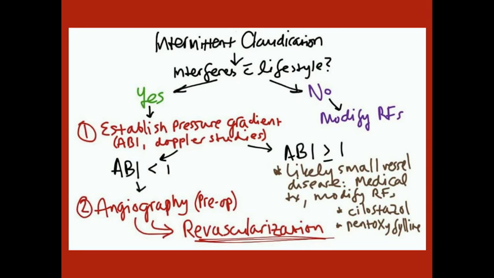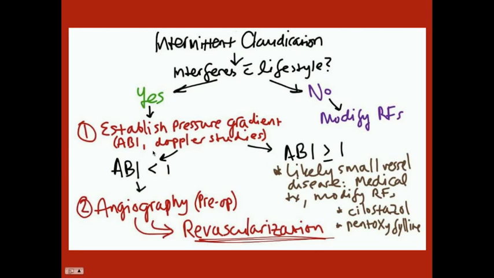Now, like I said, you can establish the pressure gradient either by getting the ankle brachial index or by getting Doppler studies, but the USMLE expects you to know about the ankle brachial index. They're not going to ask you to look at Doppler studies and determine by looking at an ultrasound whether or not it's abnormal. So I would stick with knowing the ankle brachial index, but you can do it either way.